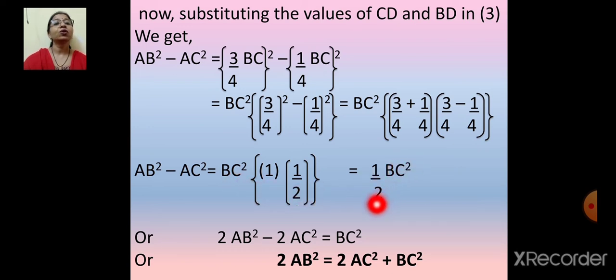Okay. Now cross multiply this 2 here. So you will get 2 times AB square minus 2 times AC square is equal to BC square. Now shift that minus 2 AC square on the other side. So you will get twice AB square is equal to twice AC square plus BC square, and which is what we want.